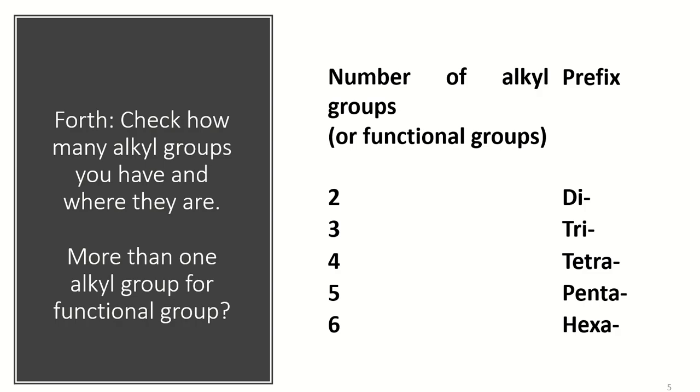Right, then we have to work out if there's more than one of these alkyl chains or more than one functional group. And if there is, we have to give that the appropriate prefix again. So is it a di, or a tri, or a tetra? So I'll do an example of that. It'll make it clearer.